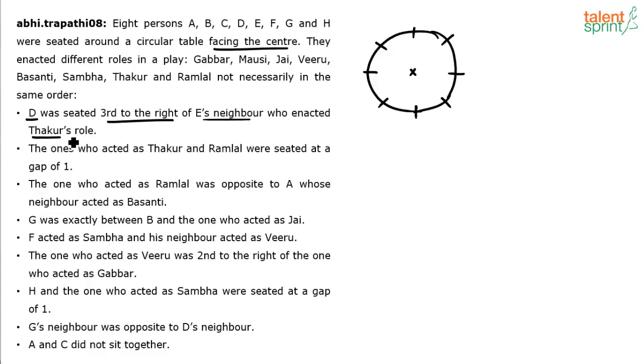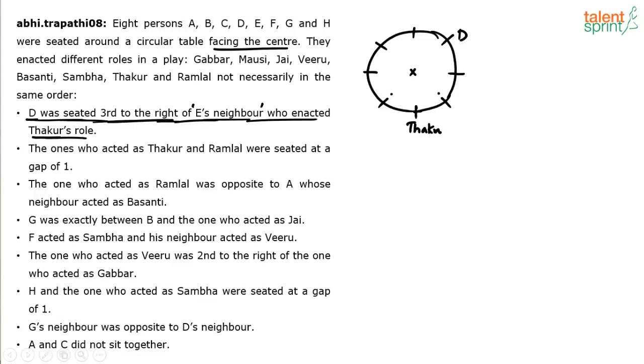You will get 2 possibilities in my view. Like for example, let's say this is Thakur. D was seated third to the right of Thakur, right? Right of Thakur is anti-clockwise. So first, second and third, D comes here. But the point is, Thakur was E's neighbor. So Thakur was E's neighbor, meaning what? E can either come here or here.